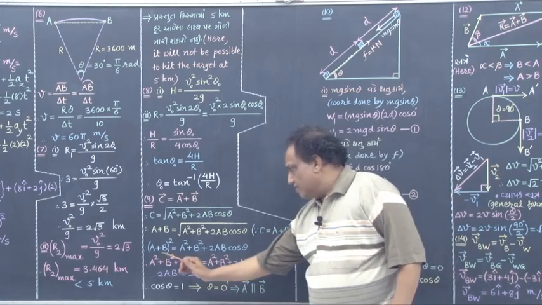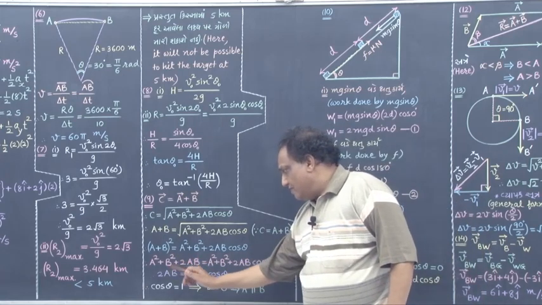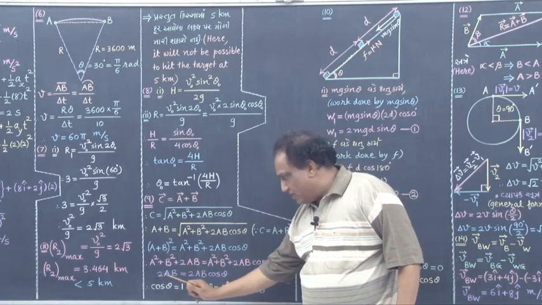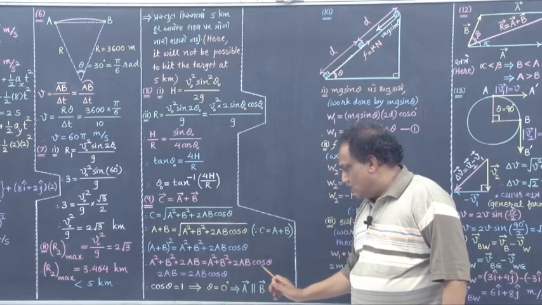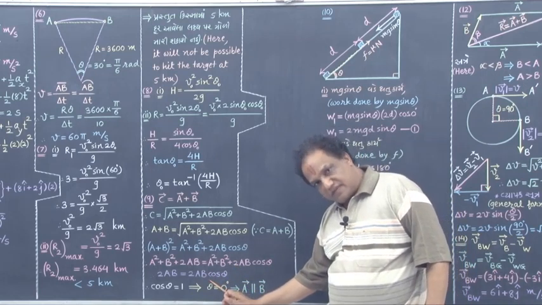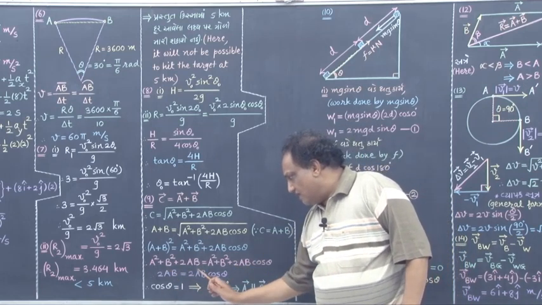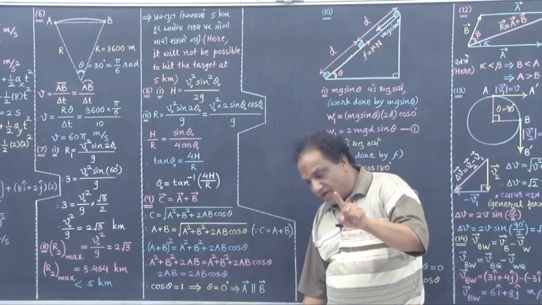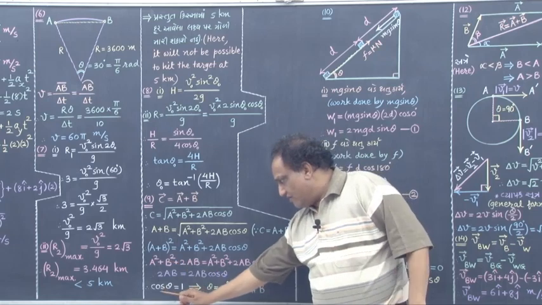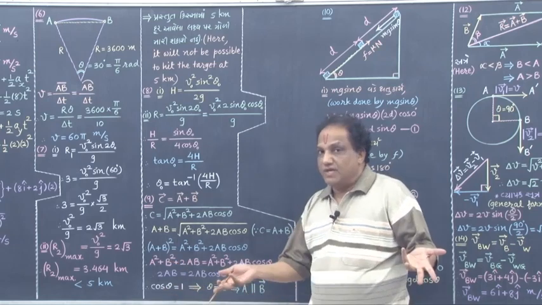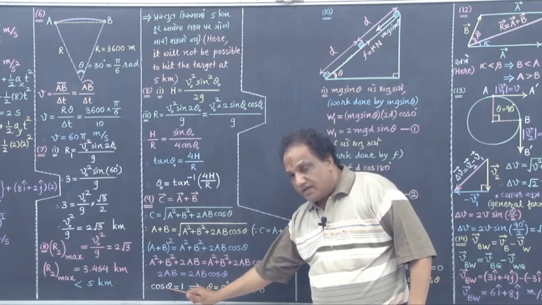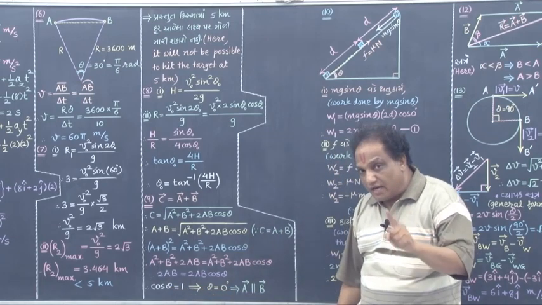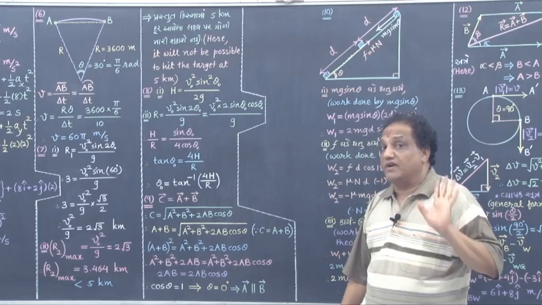Now A square gets cancelled, B square gets cancelled. What is left here? It is 2AB. What is left here? 2AB cos theta, correct? Now this 2 will get cancelled, A and B also get cancelled. Finally you will get cos theta equal to 1. When cos theta equals 1, it means theta equals 0 degree. But what is theta? The angle between the two given vectors, vector A and vector B.